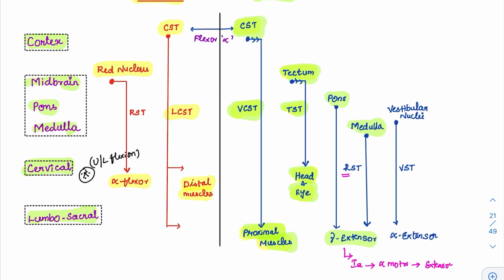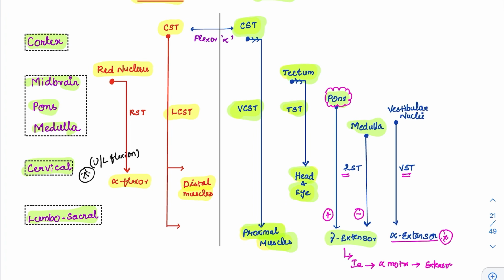After this pontine and medullary tracts, we should remember one important point. The pontine reticulospinal fibers are stimulatory to the gamma extensor, whereas the medullary reticulospinal fibers are inhibitory to the gamma extensors. But out of this, the dominant tract is the pons. Then finally the vestibular nuclei. They form the vestibulospinal tract, and they will cause alpha extensions. Alpha extensors, they can directly activate. So if we know this, then we can deal with all kinds of decerebrate and decorticate rigidity.